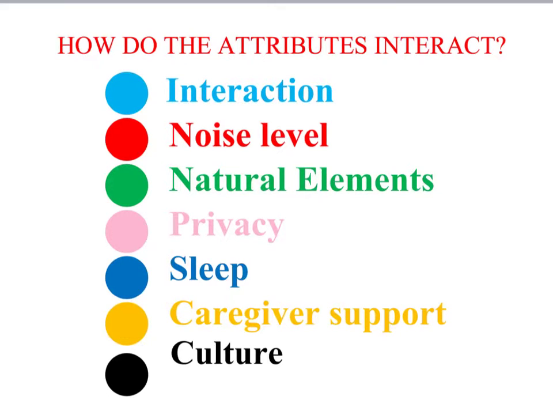How do you see the interaction between the attributes? Using the 7 circles in your workbook, create a Venn diagram to illustrate the interaction between and among the attributes. Do you notice any possible conflicts? Do some attributes encompass all the others? You may have realized that some attributes are seemingly incompatible, primarily interaction and privacy, and how noise level could impact sleep, interaction, privacy, and is also often culturally based.